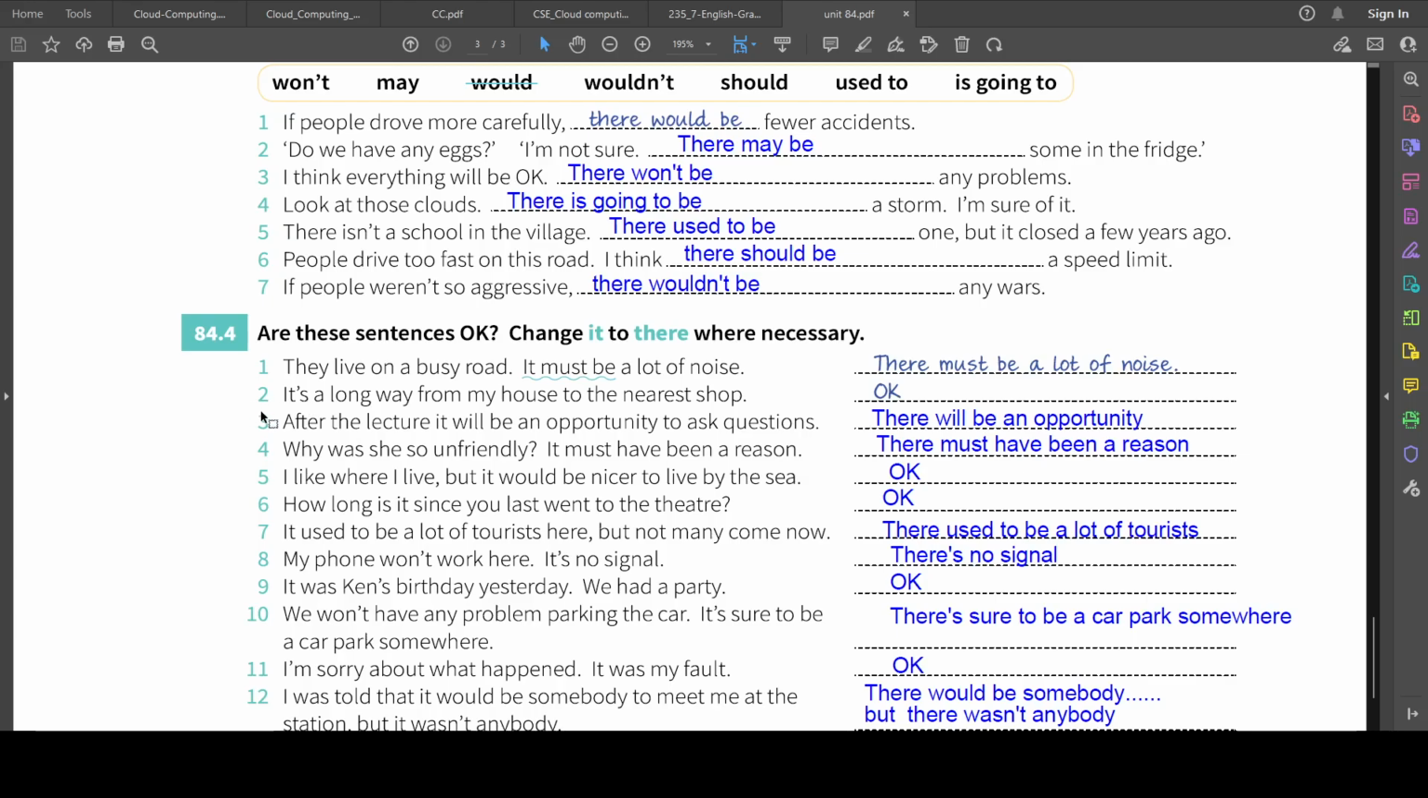So next one. After the lecture, there will be an opportunity to ask questions. We use there because we are talking about the possibility to ask questions. We are talking about existing things. In this case, there will be. Okay.